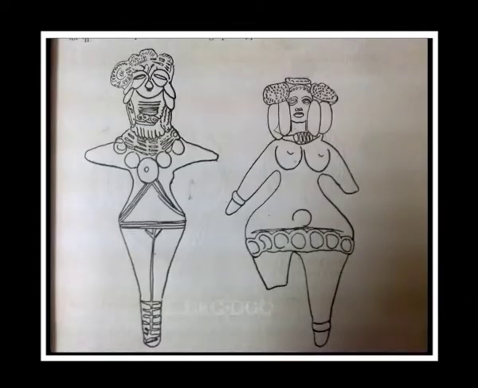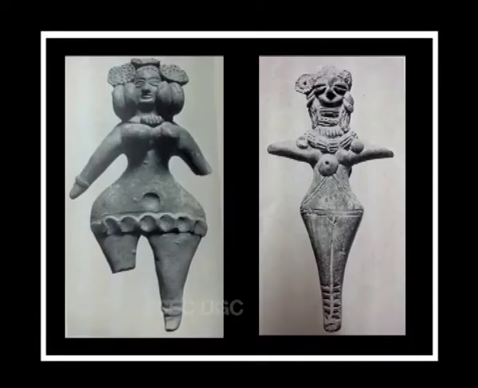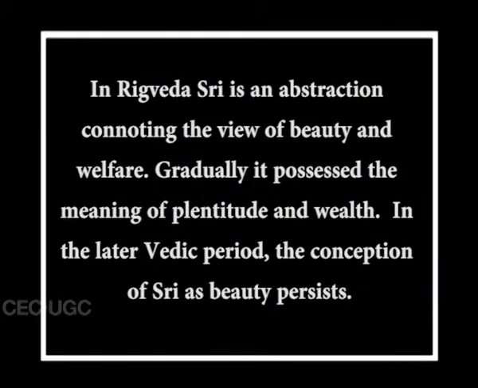Shri Lakshmi was closely associated with that of the Mother Goddess, represented by numerous terracotta female figures and stone rings from the Indus Valley cities, and by small rings decorated with the figures of a nude goddess from Benares, Taxila and Rajghat, often related with yakshas, makaras and other animals. In the Rigveda, Shri is an abstraction connoting the idea of beauty and welfare. Generally, it suggests the meaning of plenitude and wealth.